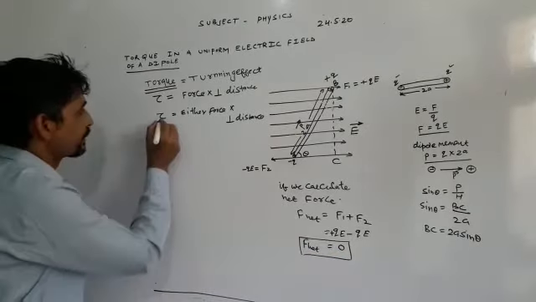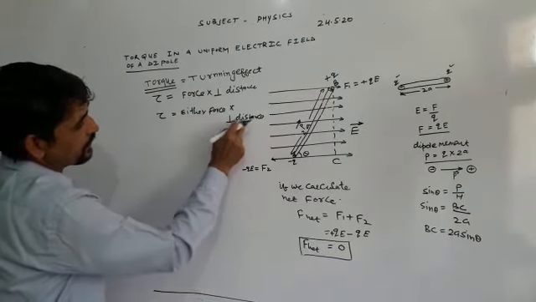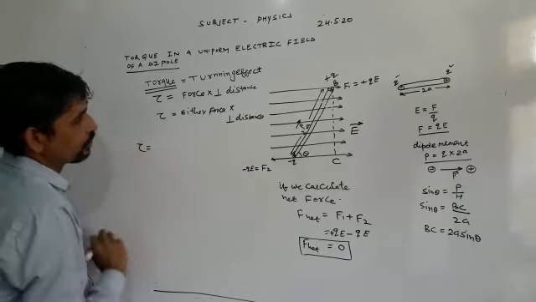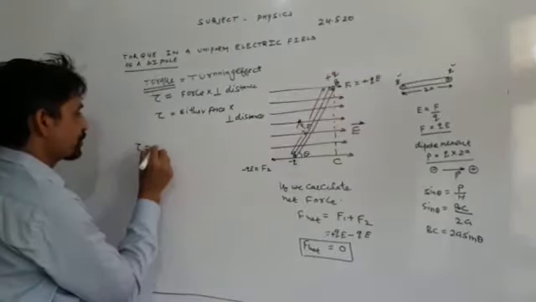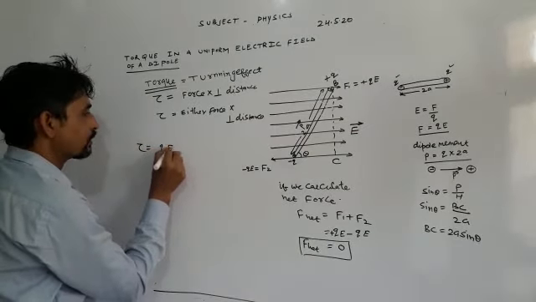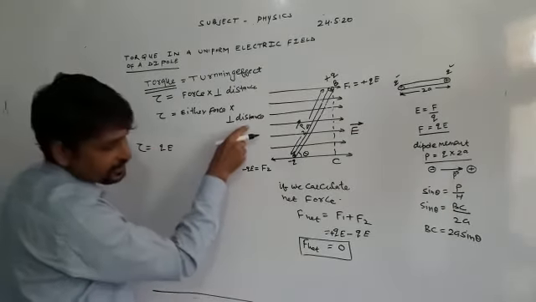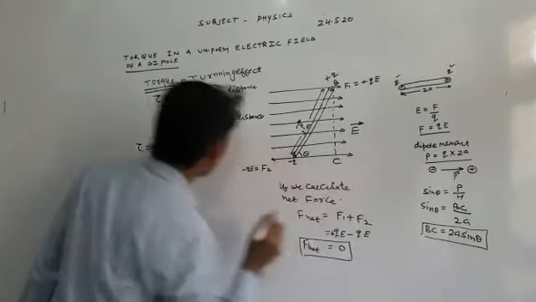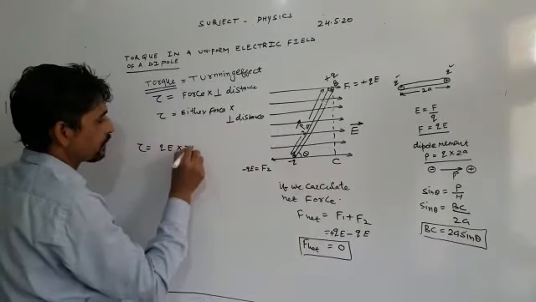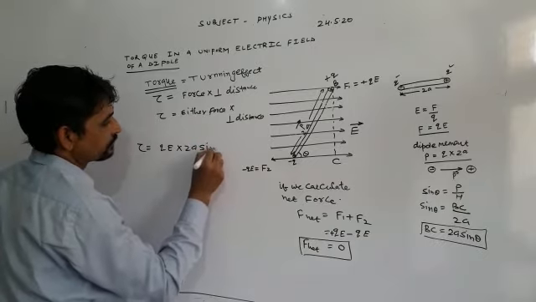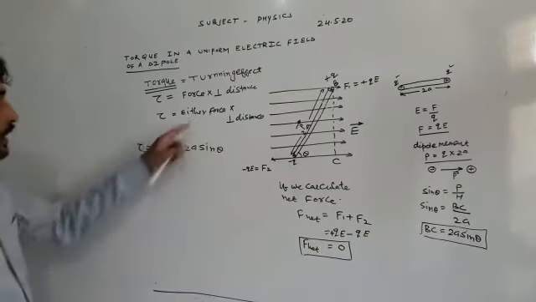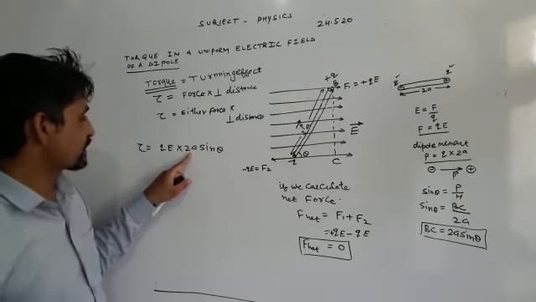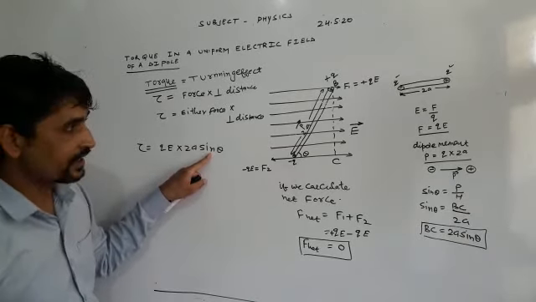Now tau equals either force multiplied by perpendicular distance. Then either force QE and perpendicular distance 2a sin theta. Either force QE and perpendicular distance 2a sin theta.